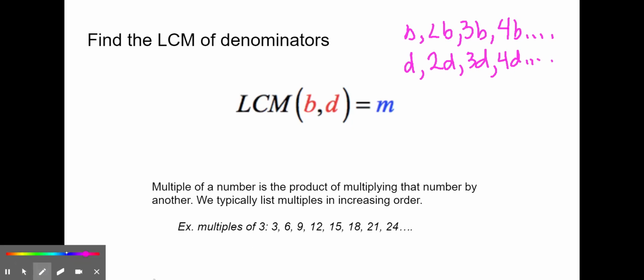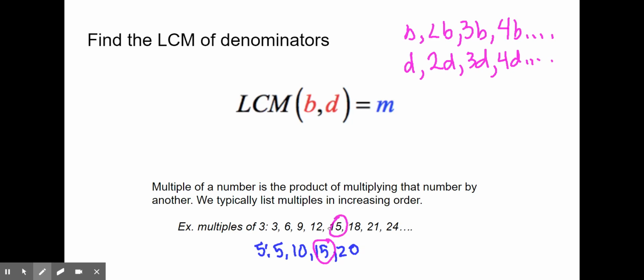If I had actual numbers, let's say 3 and 5, we list the multiples of 5: 5, 10, 15, 20, until we see there's one similar. The least common multiple of 3 and 5 is 15. So that's just a review of least common multiples.